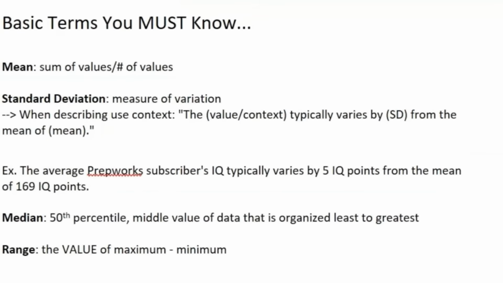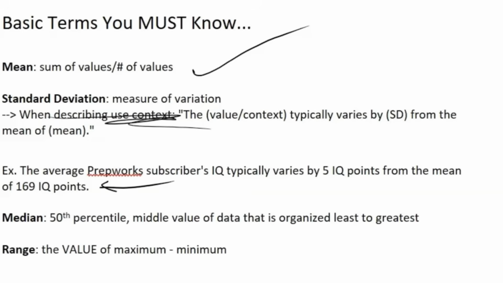Okay, now let's go on to some basic terms you must know. You've probably seen these before. Mean is the sum of all the values divided by the number of values, or the average value. Standard deviation is a measure of variation. And here's an important part when you're describing it in context: you want to say the value in context typically varies by the standard deviation value from the mean of the mean.